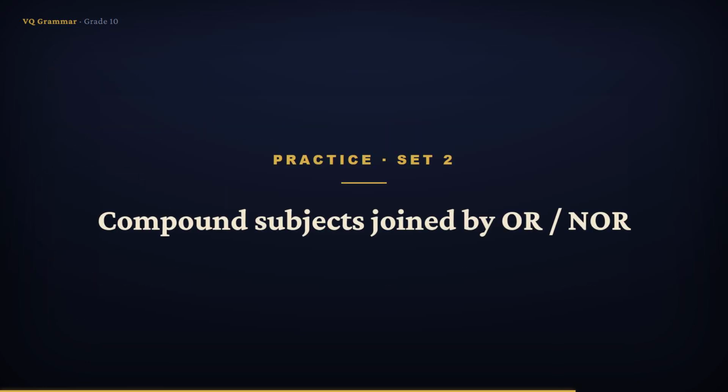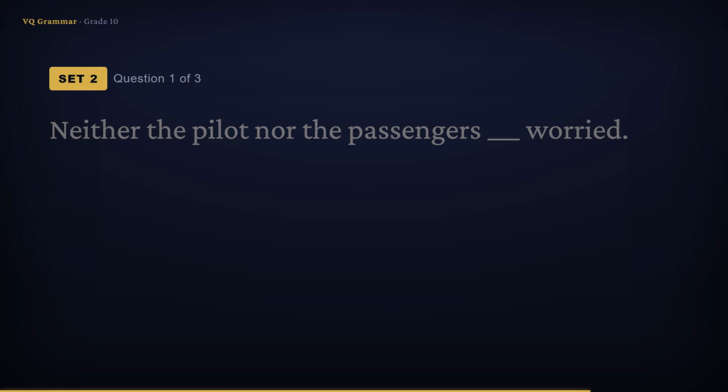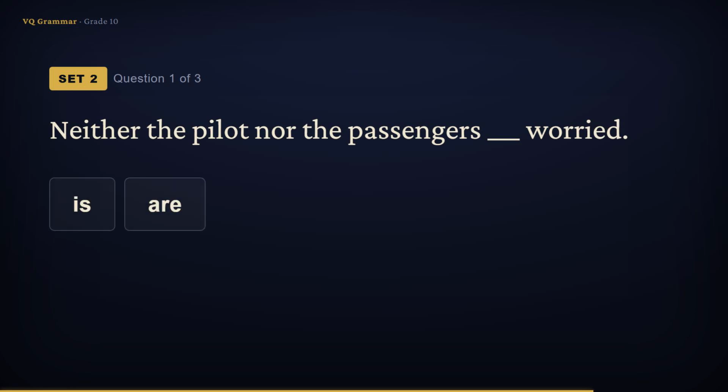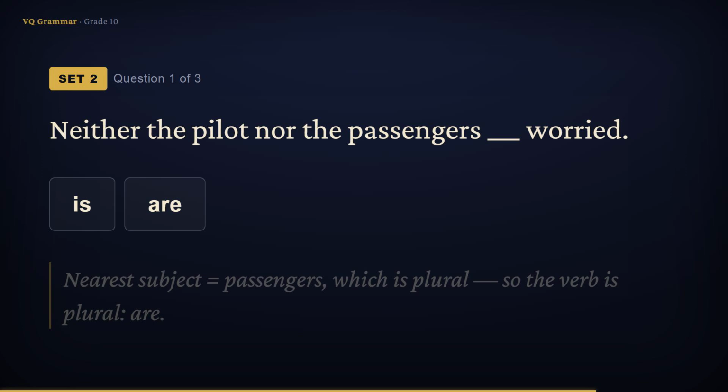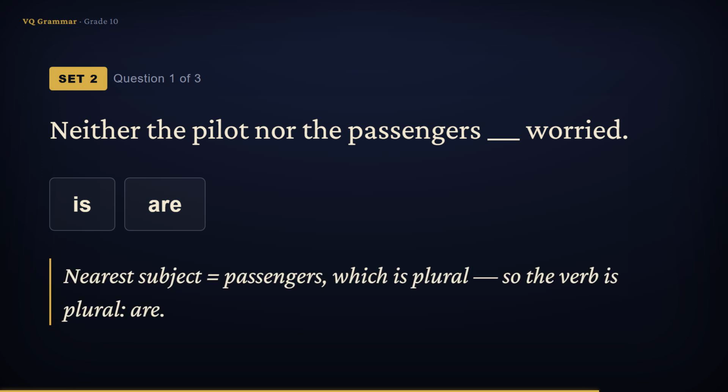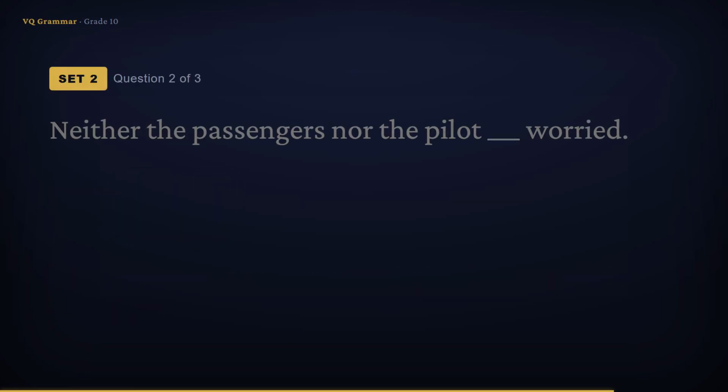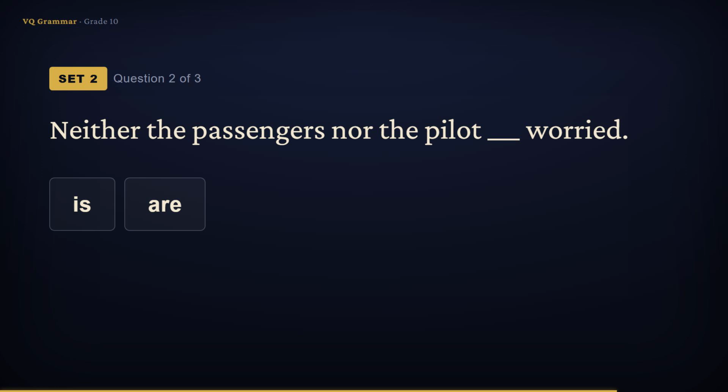Now every subject is joined by or nor. Find the subject sitting nearest the verb and let that one decide everything. Pause and try each before I answer. Neither the pilot nor the passengers, blank, worried. Slide your finger to the subject nearest the verb. That is passengers, and passengers is plural, so the verb goes plural too. The answer is are.